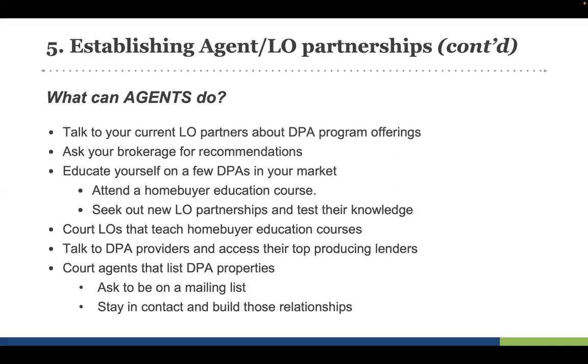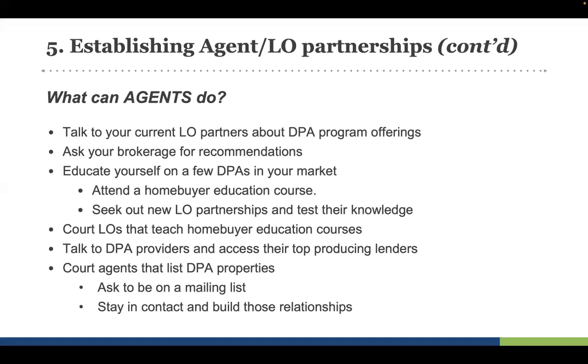Real estate agents, talk to your current loan officer partners about their DPA program offerings. Maybe the question hadn't come up. Maybe you hadn't had a client that needed DPA, so you never thought to ask and they never brought it up. But they may have down payment assistance programs they can offer. So ask the question, ask your current existing loan officer partners, which DPAs do you offer? Ask your broker, ask your peers, do they have referrals? Do they have recommendations?